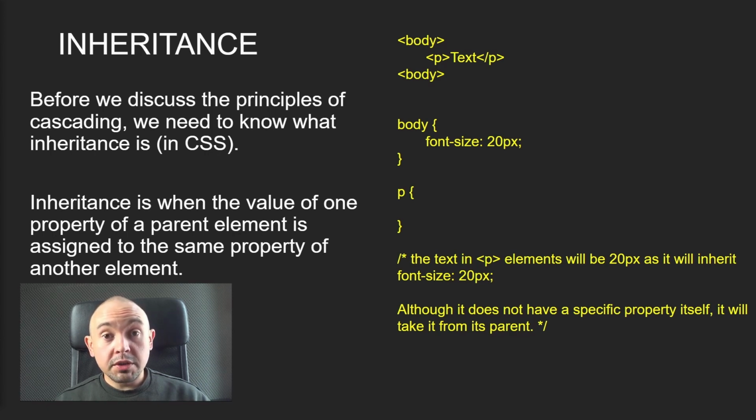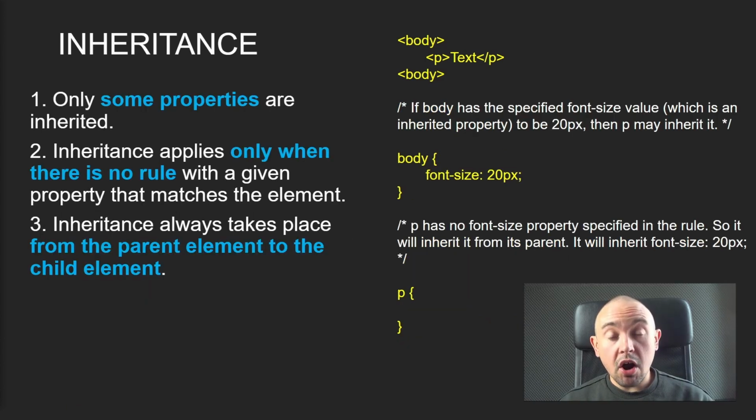We already know the initial values, the default browser styles values, but the values can also be inherited, as in this case. Only some properties are inherited. Inheritance applies only when there is no rule with a given property that matches the element. Inheritance always takes place from the parent element to the child element.